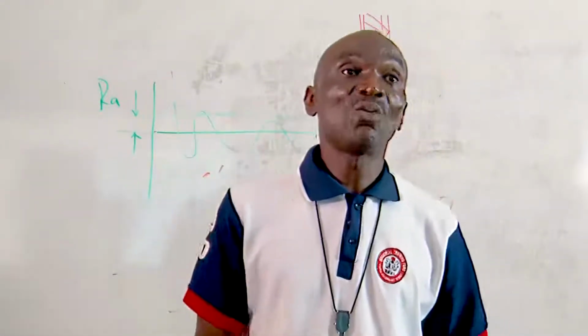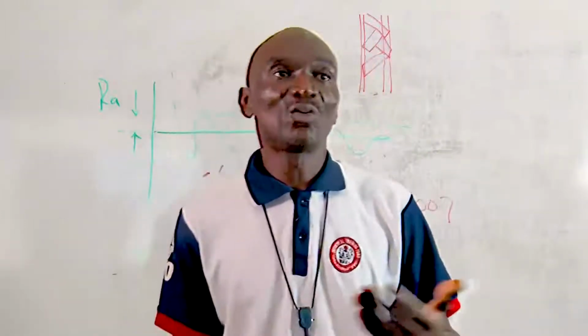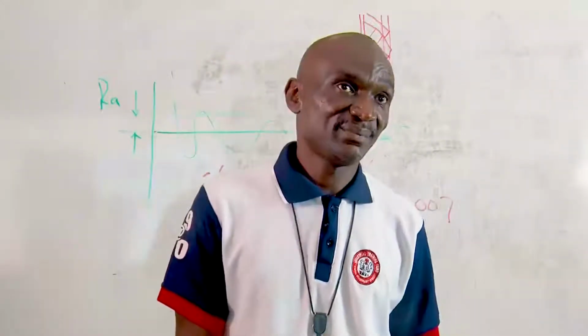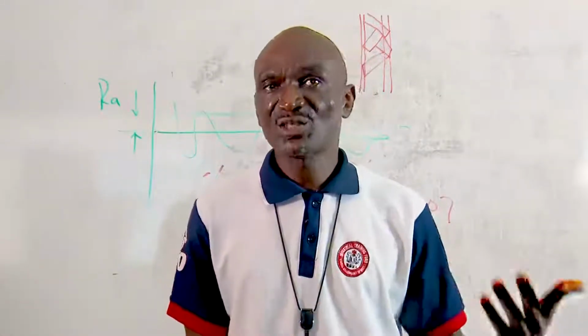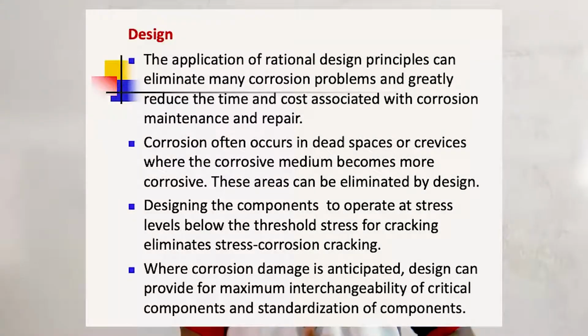And a more practical way of controlling corrosion is by design. The application of rational design principles can eliminate many corrosion problems and greatly reduce the time and cost associated with corrosion maintenance, corrosion control, and repair of damages caused by corrosion. Corrosion, as we know, often occurs in dead spaces, like the crevice corrosion that we looked at, where the corrosive medium becomes more corrosive. These areas can be eliminated by design.